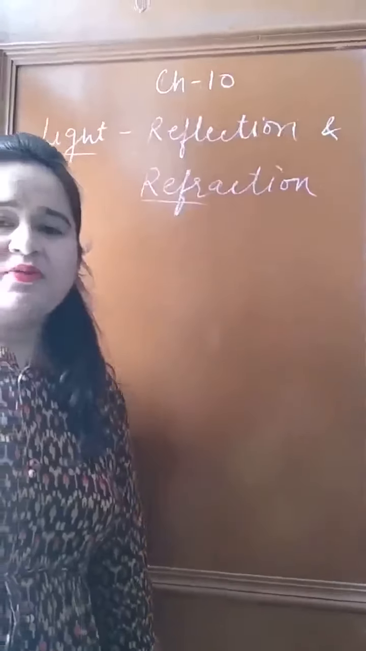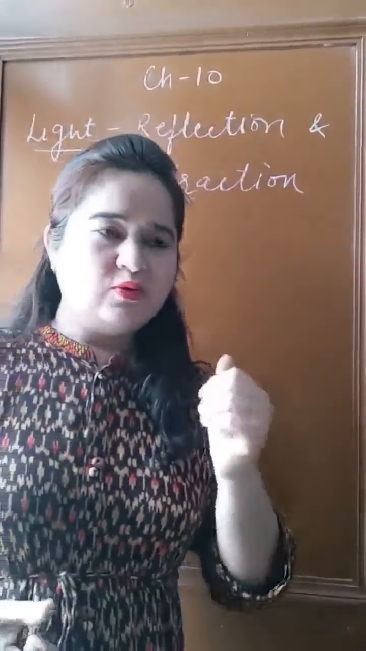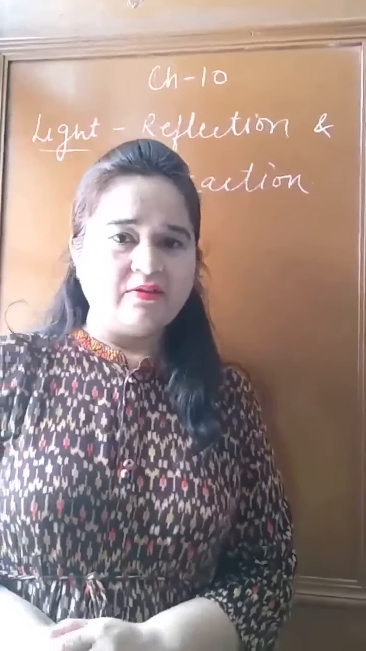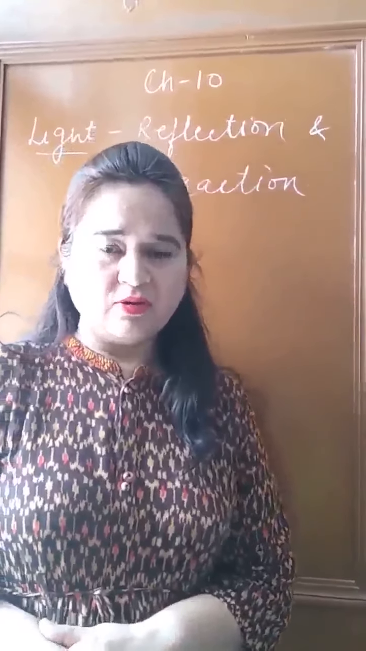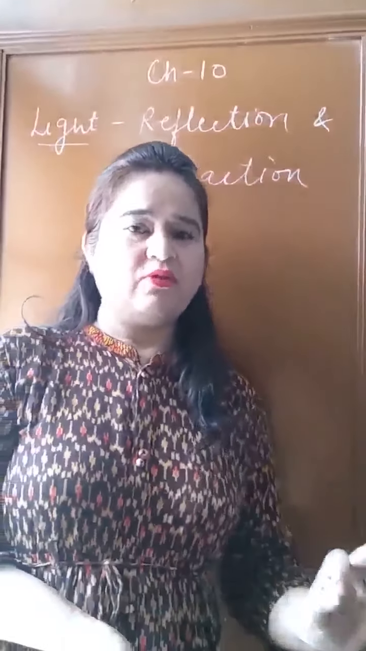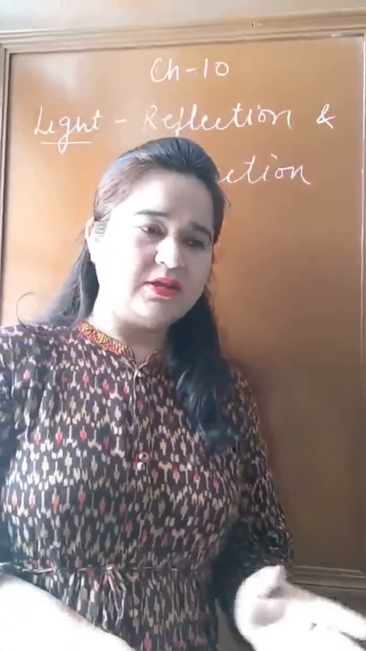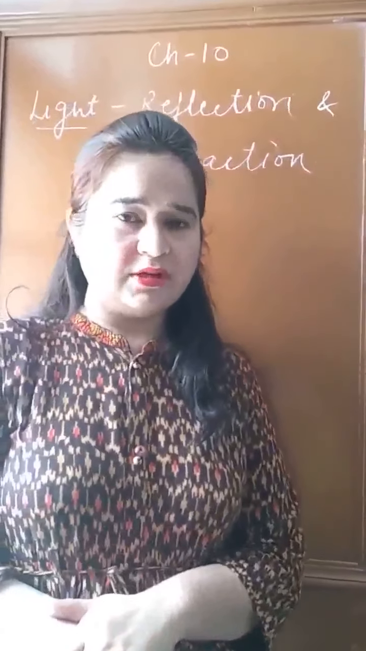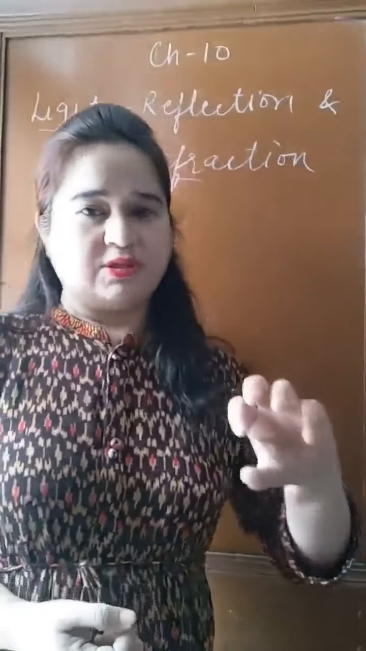Now, as we all are familiar with light, what is light? We know we cannot see without light. At night, when there is darkness in the room, we cannot see the objects. But when we switch on the light, then we can see the objects. In the same way, we cannot see the objects in the daytime if the sun is not there. Now how can we see these objects?